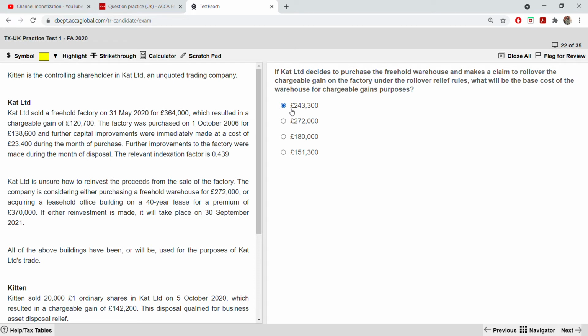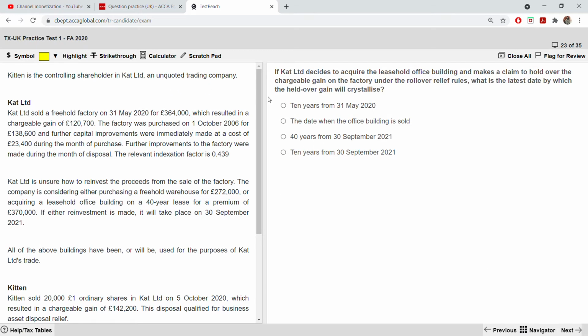Okay, the next one. If CAT decides to acquire the leasehold office building and makes a claim to hold over the chargeable gain on the factory under the rollover relief, what is the latest date by which the holdover will crystallize? Dates very important. Okay, so here, is it 10 years from 31st May 2020? No. It is the date when the office building is sold. No. 40 years from 30th September 2021? No. 10 years. Okay, whenever the rollover relief comes, remember 10 years. This will help you somewhat to decide. Okay, 40 years not in the option also. So 10 years from 30th September 2021. Why 30th September 2021?